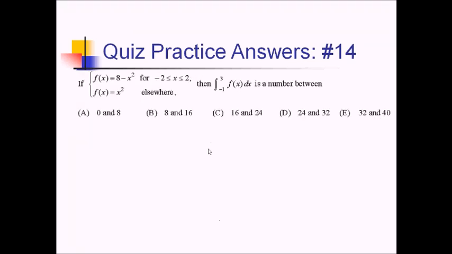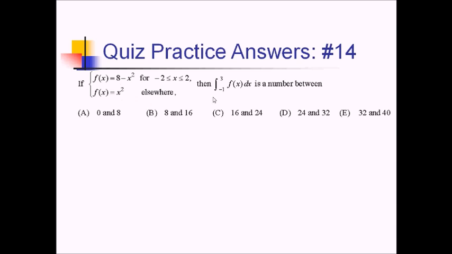For this problem, we're trying to find the integral from negative 1 to 3 of this piecewise function here, or at least figure out what numbers our integral is between. Since this is a piecewise function, we have to be mindful of border values. Negative 1 is contained in this first rule here between negative 2 and 2. But to get all the way to 3, we're going to have to cross out of this first rule into this second rule here. So I'm going to need two integrals to figure this out.